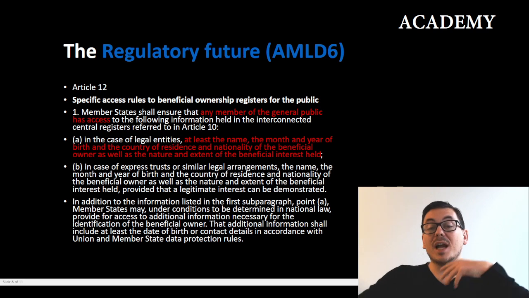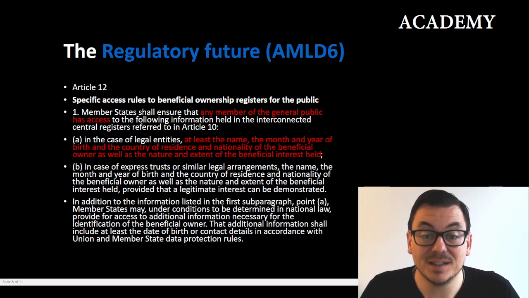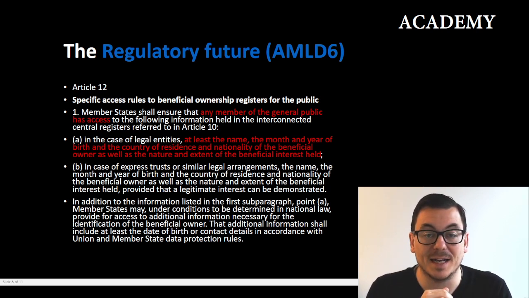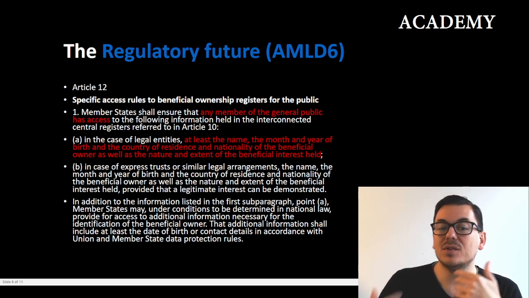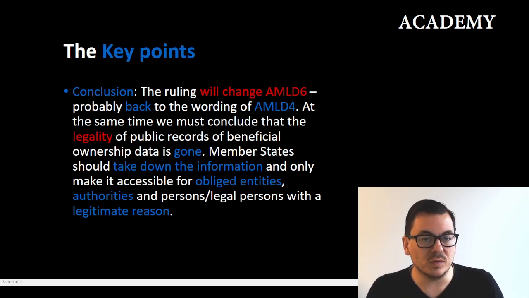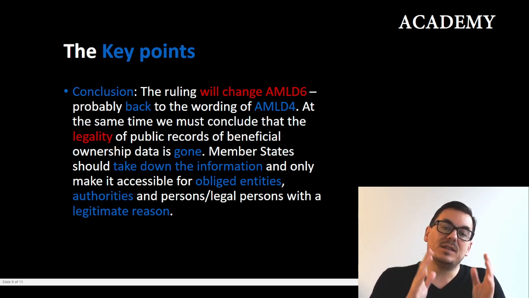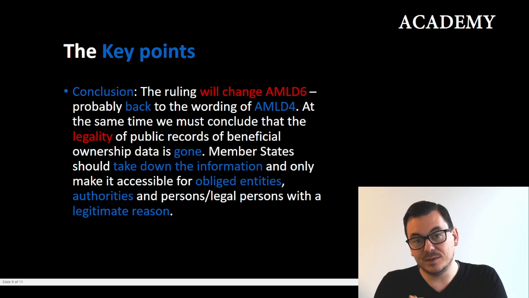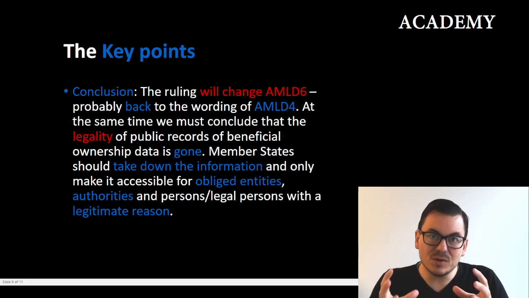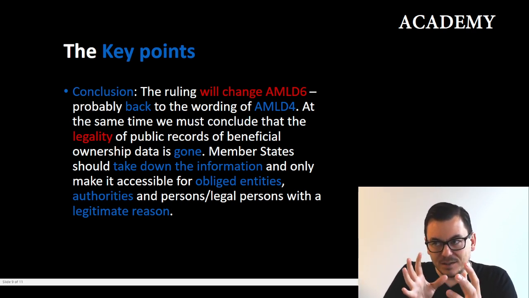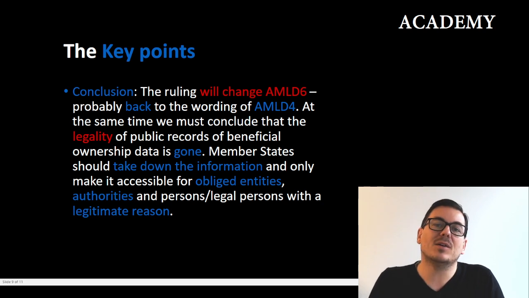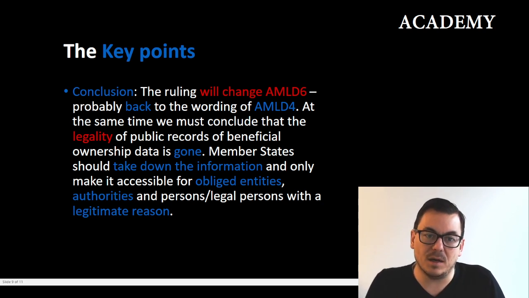So if we look at the coming regulation, the AMLD6, here we have the same wording as in the AMLD5, that any member of the general public has access. So we must expect to some extent that this wording will be changed, and this is one of the key points from this ruling. The wording of AMLD6 will probably be changed and go back not to 5 but to AMLD4, because when you read the court ruling, the AMLD4 really outlines the barrier, and it is acceptable in accordance with the fundamental rights and GDPR.